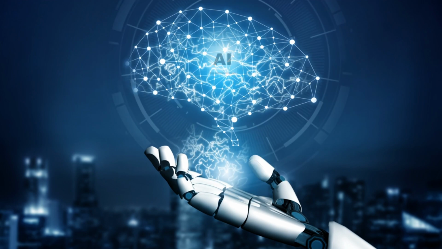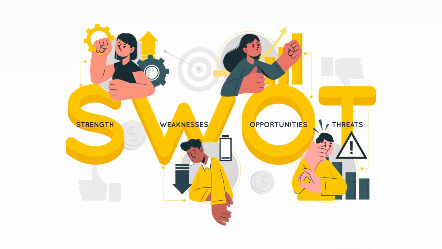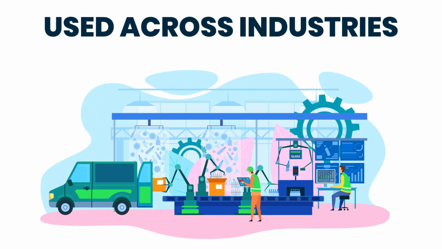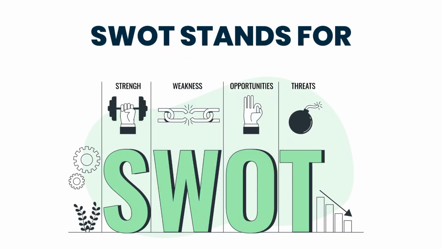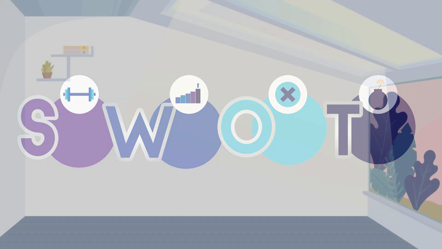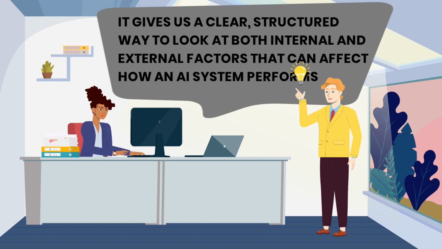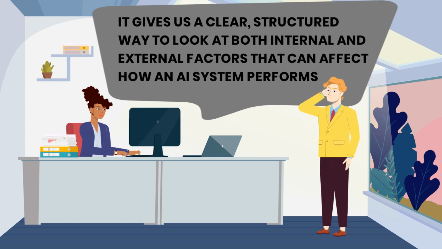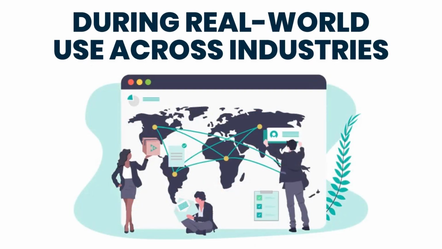Today we're diving into a simple but powerful tool to manage AI risks. It's called a SWOT analysis, used across industries to evaluate complex systems like AI. SWOT stands for strengths, weaknesses, opportunities, threats. It gives us a clear, structured way to look at both internal and external factors that can affect how an AI system performs, from development to deployment and even during real-world use across industries.